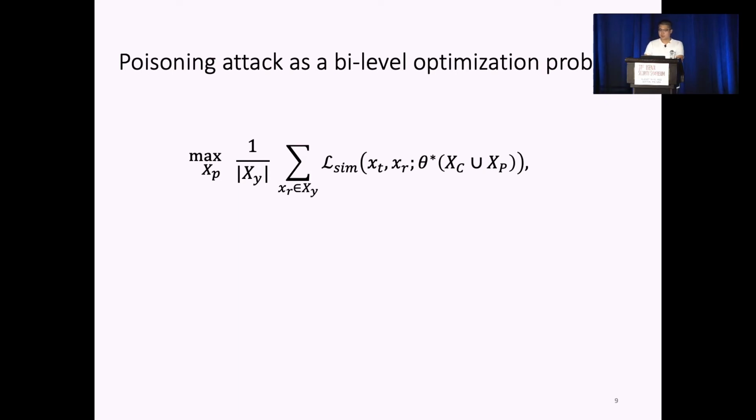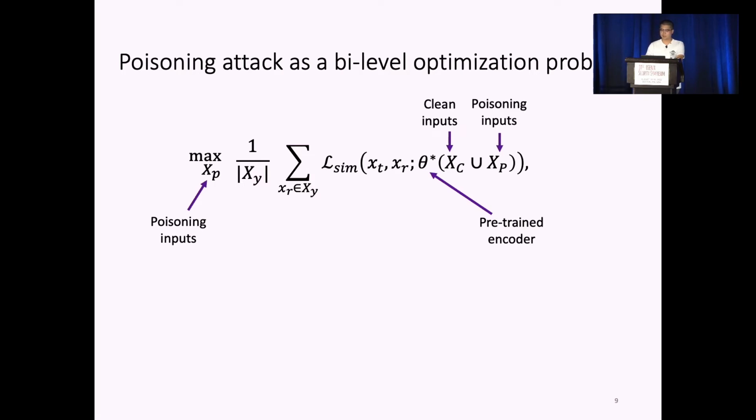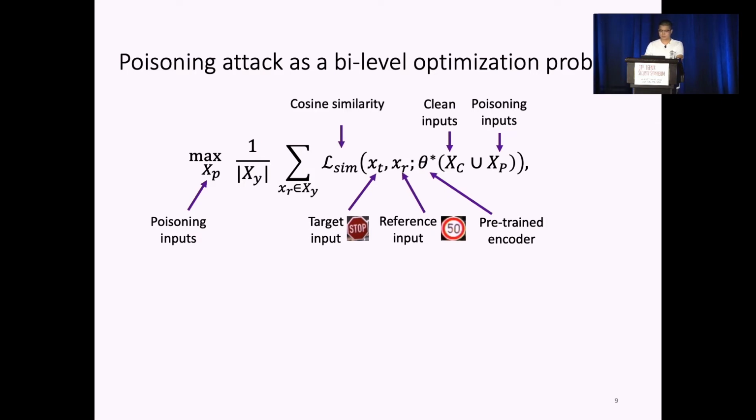The first optimization problem formulates the attacker's goal. The attacker aims to find a set of poisoning inputs xp, which make the pre-trained encoder theta star, pre-trained only on clean inputs xc and poisoning inputs xp, make the downstream classifier produce the same prediction for target input xt and reference input xr. That means the encoder will produce similar feature vectors for target input and reference input. We sum them up and take the average since we have a set of reference inputs.